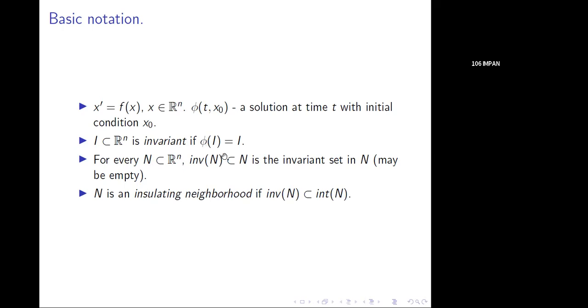Wait a second. Yeah, this is just a notation. So an invariant subset of N will be denoted by Inv of N. It may be empty. That's just a piece of notation. And I will call N an isolating neighborhood if the invariant part is contained in the interior. So the invariant part doesn't touch the boundary of our set. So our set is isolating the invariant part from the boundary. So that's a small piece of basic notation.